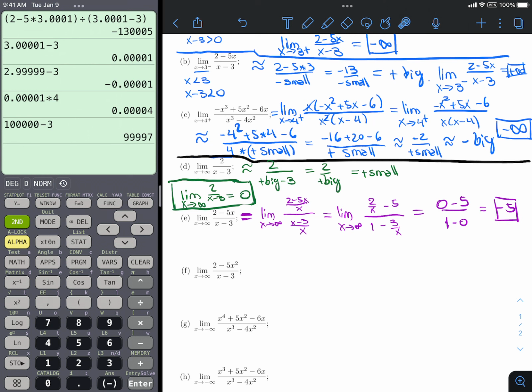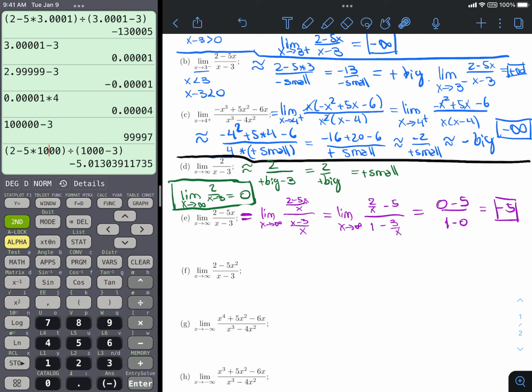Okay, so I was able to find my answer. See, it was not 1. We were wrong before. And in fact, if you want to check your work with a calculator to see that you're getting numbers that are closer and closer to -5, let's say plug in x equals 1,000 to see. So I would do 2 minus 5 times 1,000 divided by 1,000 minus 3. See? Very, very close to -5.